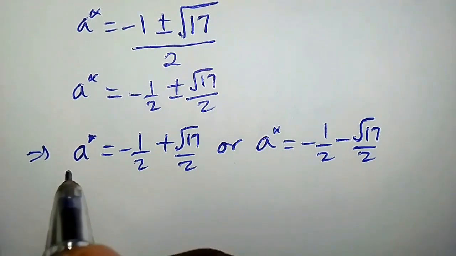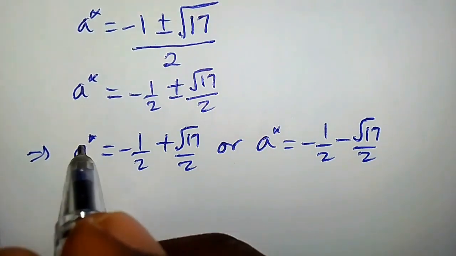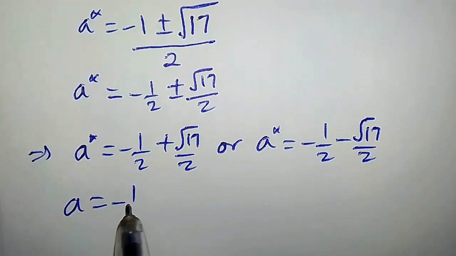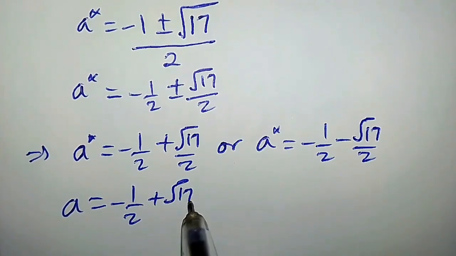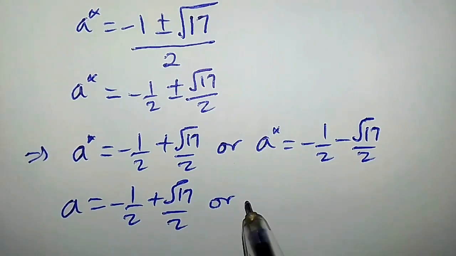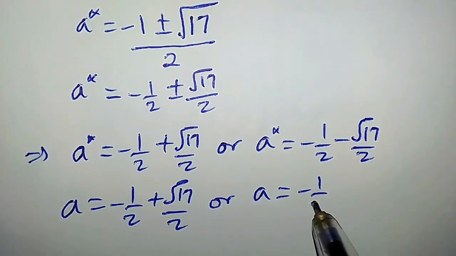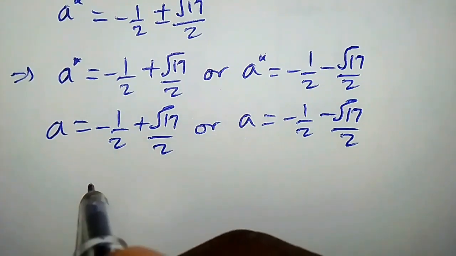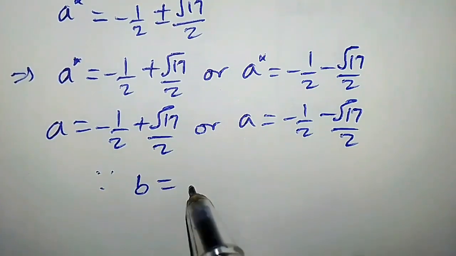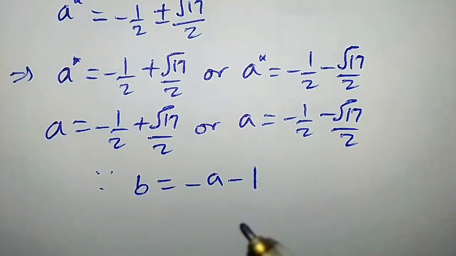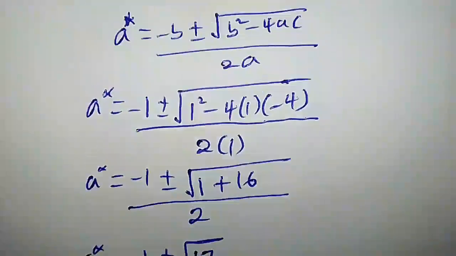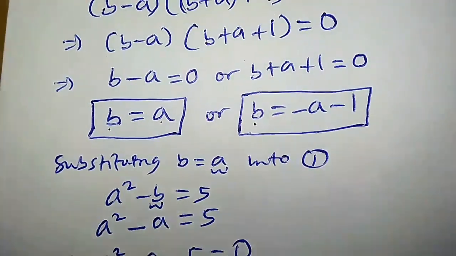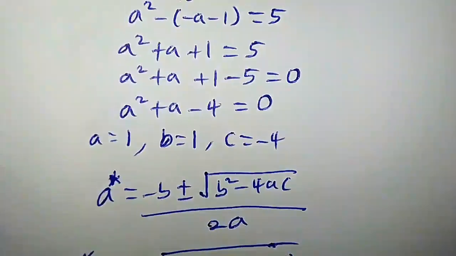But since we already have it in mind that A star is the same thing as A, to avoid confusion, our A is equal to minus 1 over 2 plus square root of 17 over 2, or A is equal to minus 1 over 2 minus square root of 17 over 2. Since B is equal to minus A minus 1, let's continue.